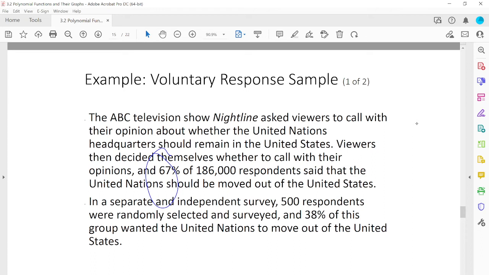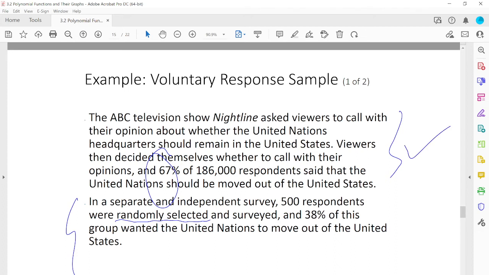Now there is a separate and independent survey, and let's go to the second one first. In a separate and independent survey, 500 respondents were randomly selected. This is the clue, this is a very, very important factor. They were surveyed, and 38% of this group wanted the United Nations to move out of the United States. So look at here: two different types of survey method and two different results.